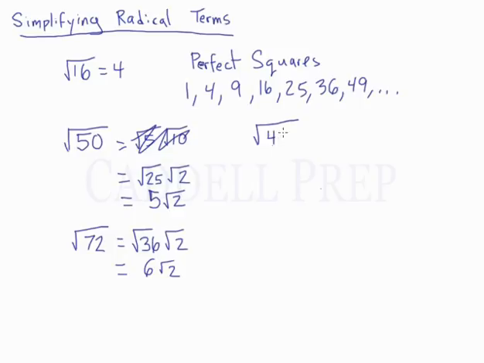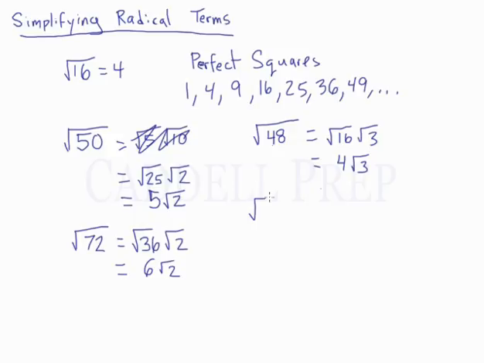Look at the square root of 48. The square root of 48 can be written as the square root of 16 times the square root of 3. Square root of 16 is 4, and then we still have the square root of 3. So square root of 48 equals 4 radical 3.